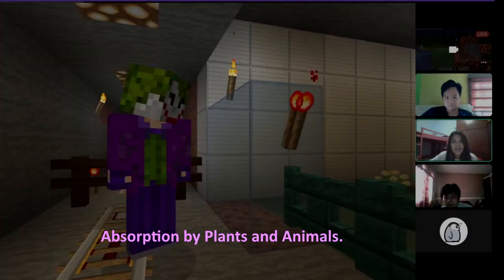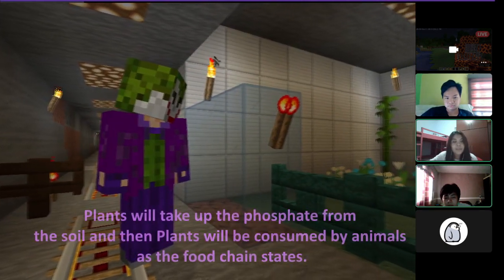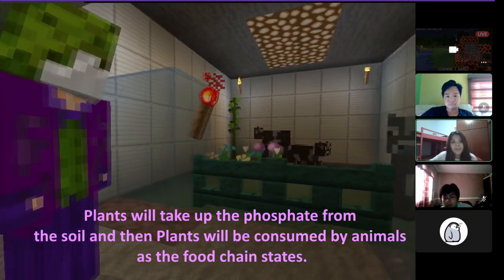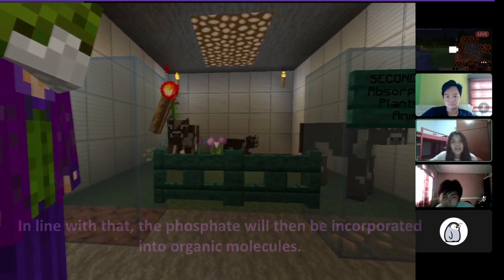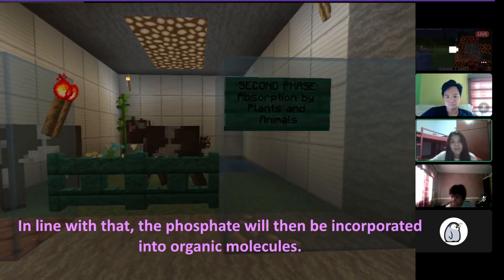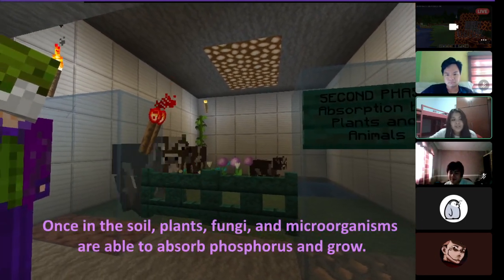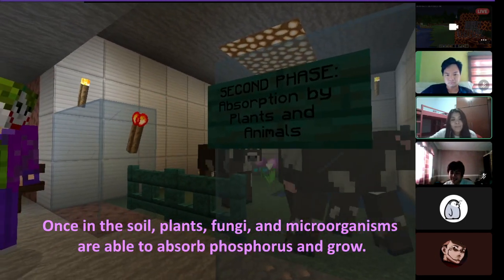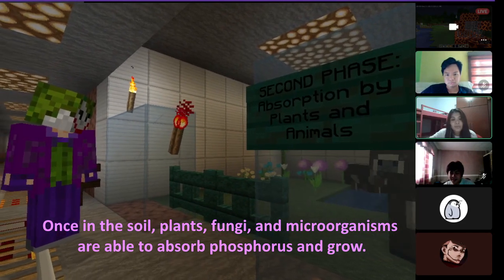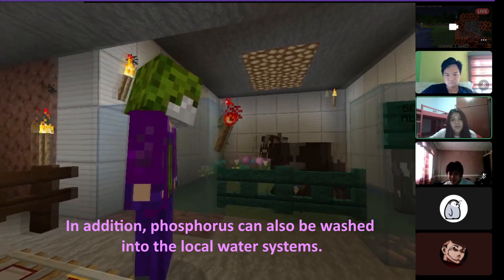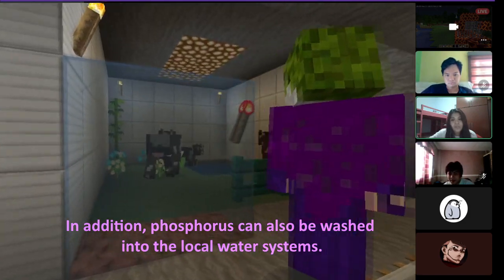Absorption by plants and animals. Plants will take up the phosphate from the soil, and then plants will be consumed by animals as the food chain states. In line with that, the phosphate will then be incorporated into organic molecules. In the soil, plants, fungi, and microorganisms are able to absorb phosphorus and grow. In addition, phosphorus can also be washed into the local water systems.